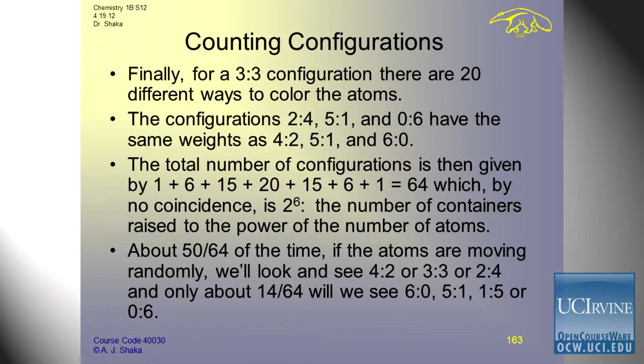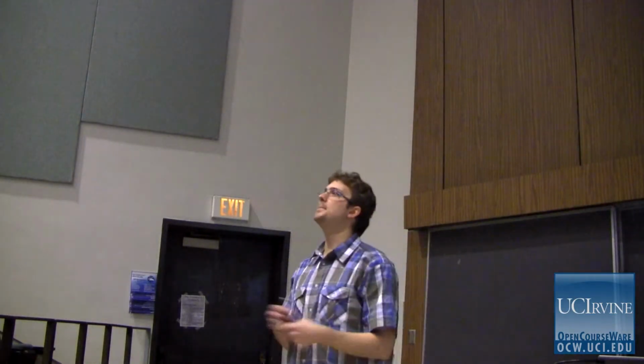About 50 per 64th of the time, if the atoms are moving randomly, we'll look and see a 4 to 2, or a 3 to 3, or a 2 to 4. And that's just adding up those possibilities, okay, equals up to 50 to 64. And about 14 of 64 times, we'll see that 6 to 0, 5 to 1, or 1 to 5, or 0 to 6. So like I was saying, if we took that 64 and made it 10 billion, right?